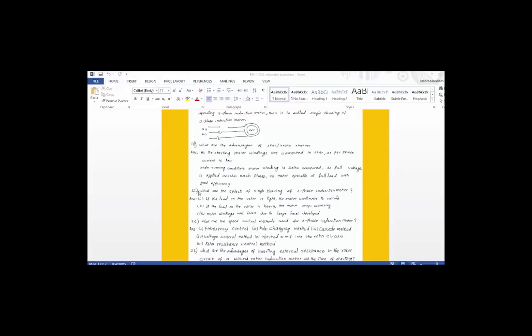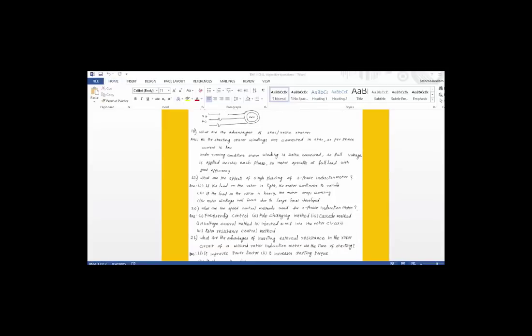Next, 19th question. What are the effects of single phasing of three-phase induction motor? Answers. First point, if the load on the rotor is light, the motor continues to rotate. Second point, if the load on the rotor is heavy, the motor stops working or stalls. Third point, motor windings will burn due to large heat developed in the windings.